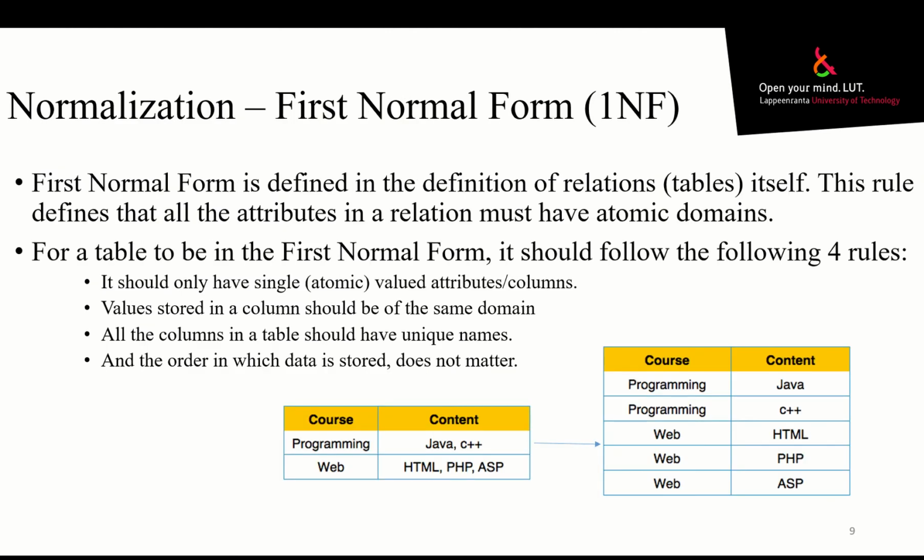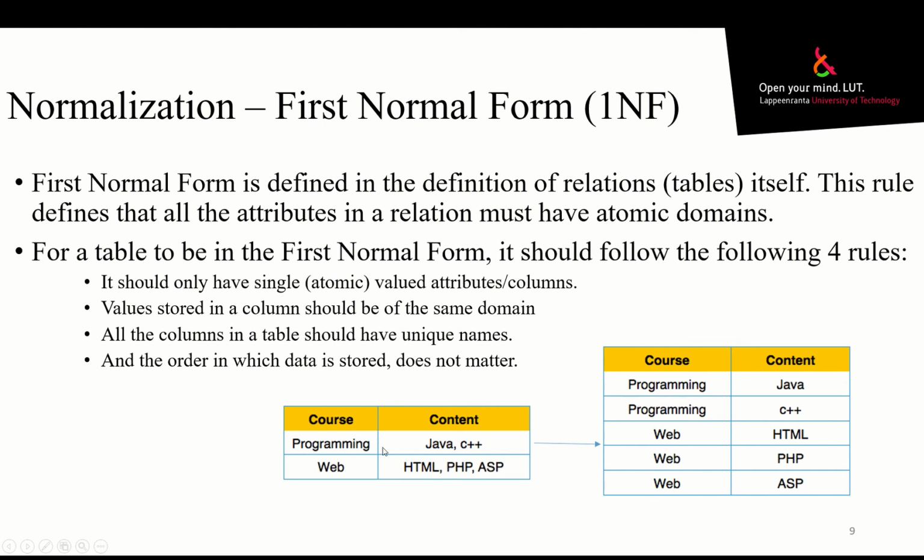So what's the first normal form? The first normal form basically defines that we should make sure that each single value or column has just an atomic value, meaning it has just single values, not multiple, as we can see here. Here you can see that the column content has Java and C++. And also for the course web, we have HTML, PHP. So this is a table that is not normalized.